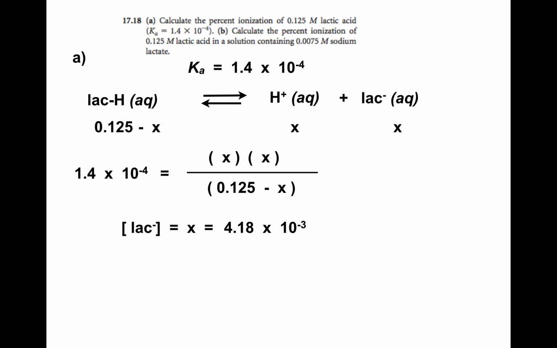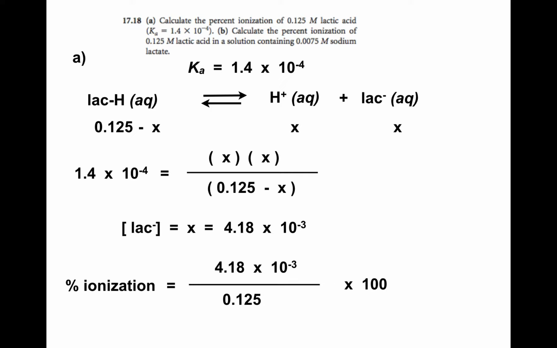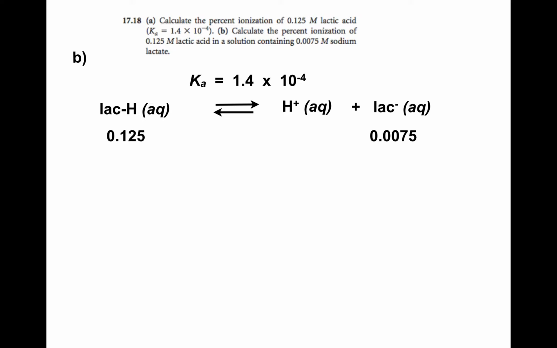So how much did it ionize? How much did it break apart? So we take X and divide it by my original concentration of lactic acid times 100. And that gives us percent ionization. Now we do the same problem, except this time we've got a conjugate base, right? We've got a whole bunch of 0.0075 molar lactate floating around in there. So this is going to suppress the ionization of the lactic acid.